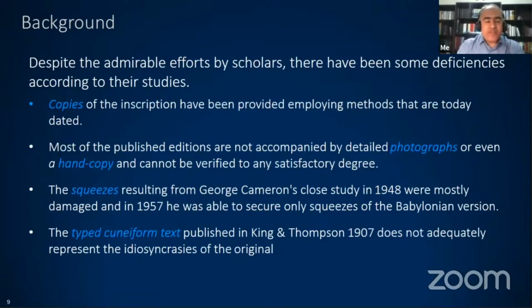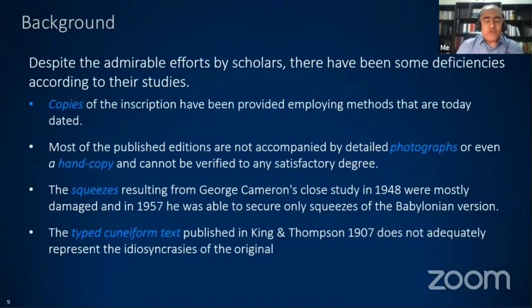It is an unfortunate truth that the squeezes resulting from George Cameron's close study in 1948 were mostly damaged, and in 1957 he was able to secure only squeezes of the Babylonian version. The edition published in King and Thompson in 1907 does not adequately represent the idiosyncrasies of the original engravings and has been effectively impossible for archaeologists to judge many of their readings.